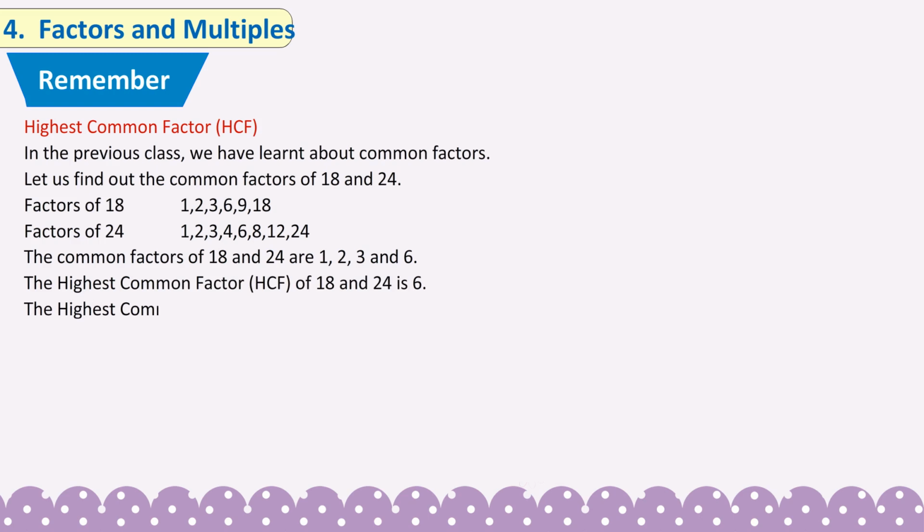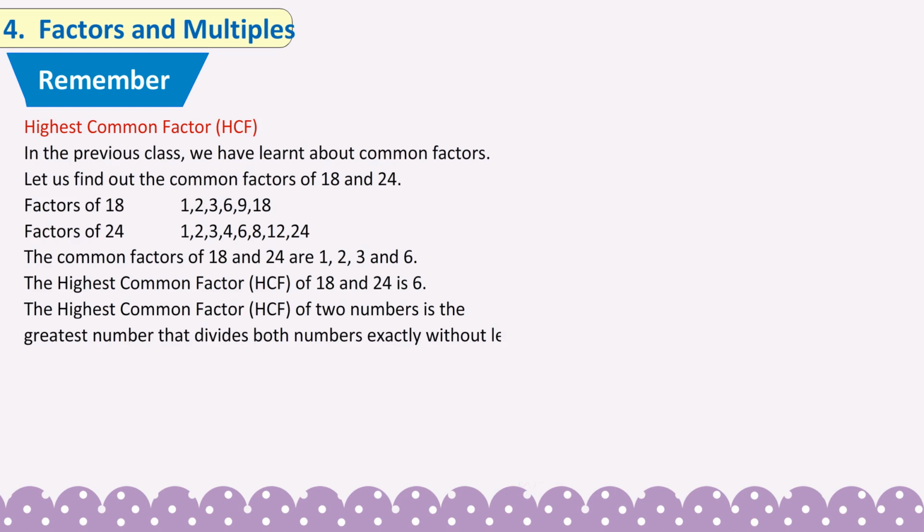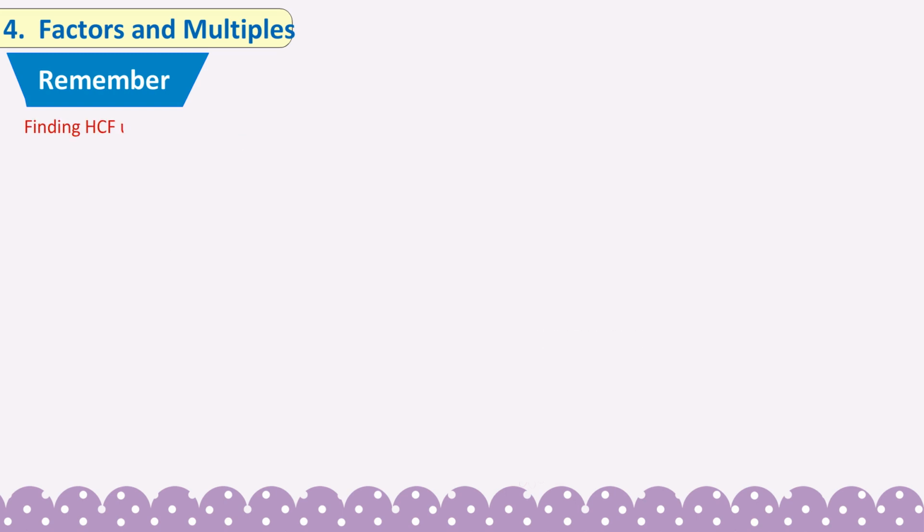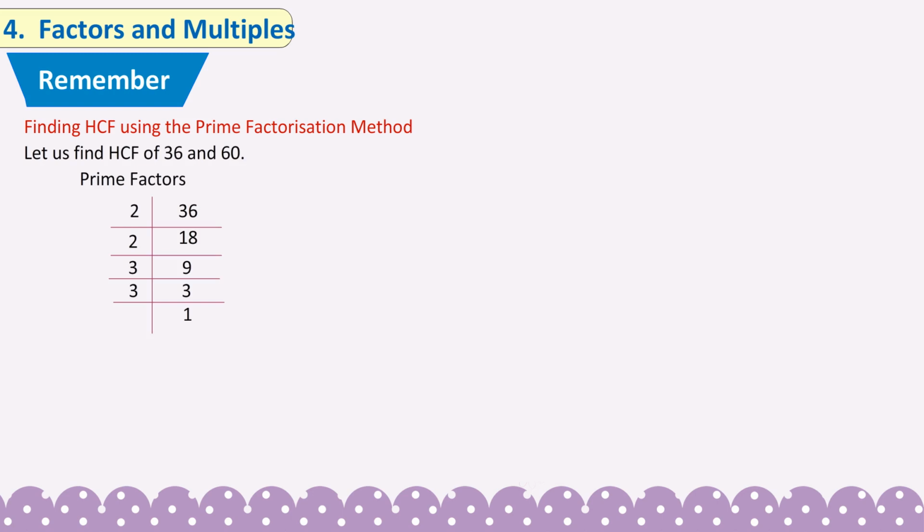The highest common factor, HCF, of two numbers is the greatest number that divides both numbers exactly without leaving a remainder. Finding HCF using the prime factorization method. Let us find the HCF of 36 and 60. Prime factors of 36. 36 divided by 2, 18 divided by 2, 9 divided by 3, 3 divided by 3. 36 is equal to 2 multiplied by 2 multiplied by 3 multiplied by 3. Thus, the prime factors of 36 are 2, 2, 3 and 3.